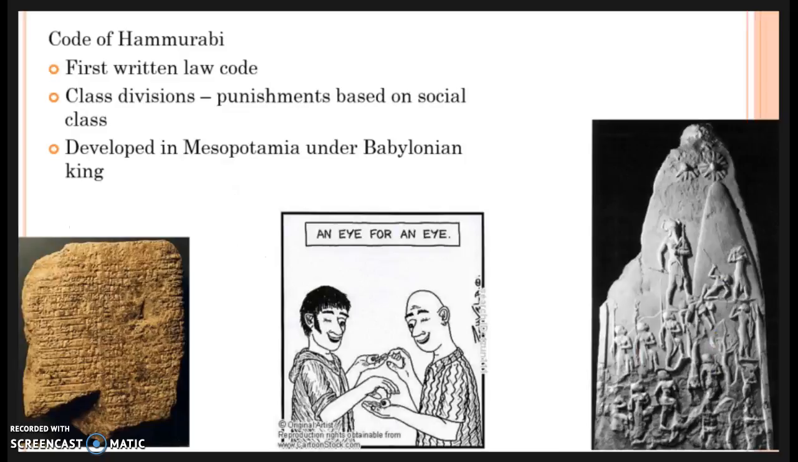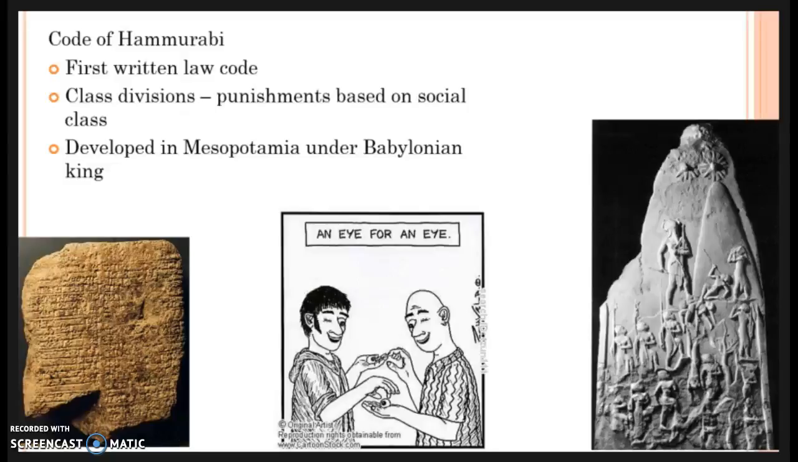A great example of class hierarchy is Mesopotamia's Code of Hammurabi. This is the first written law code done during the Babylonian Empire by the good King Hammurabi, and it was 282 written laws that were posted all throughout the kingdom on pillars for people to see and read. And it's where we get the very famous saying, "An eye for an eye justice."